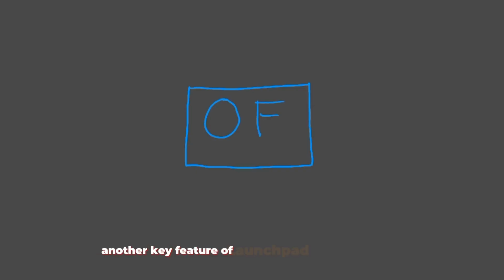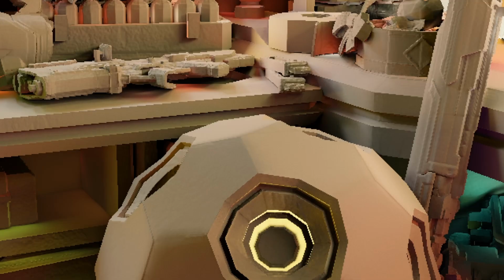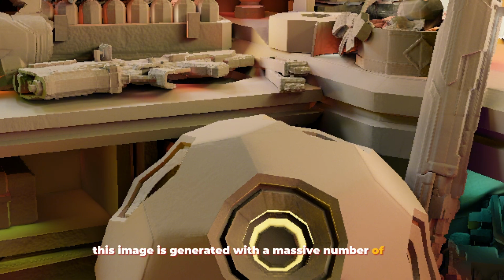Another key feature of Launchpad is its optical flow. To understand why it's needed, let's first look at how some rendering algorithms rely on it. Imagine this is the indirect lighting in the scene that we want to ray trace. This image is generated with a massive number of rays, too many for real-time rendering. If we reduce the number of rays to what our GPU can handle, we get this, which is far from the clean result we're aiming for.